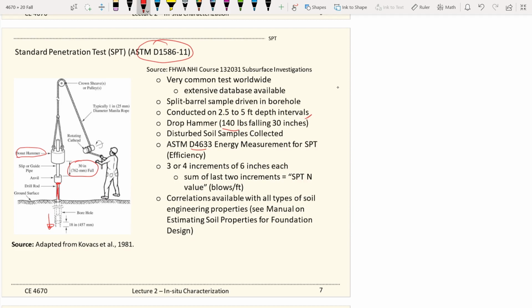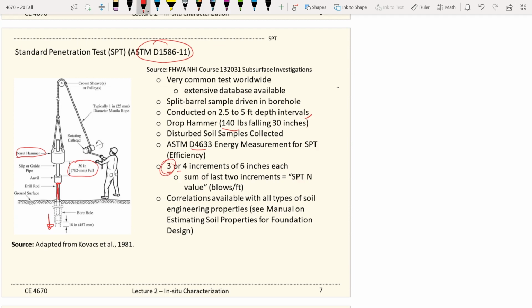And then within each N value, we do 3 increments of 6 inches each. I mentioned 18 inches previously to account for the N values, so this 18 inches is made up of three 6-inch intervals.